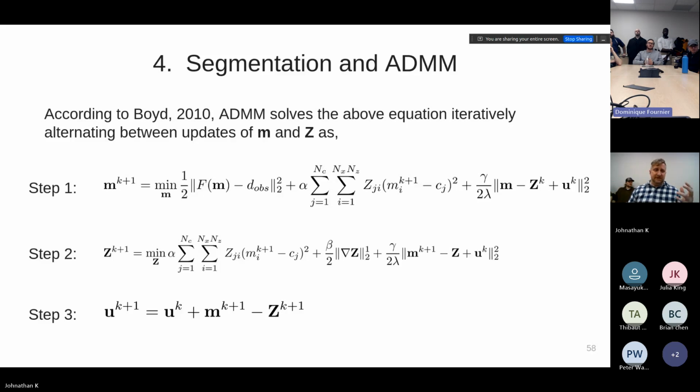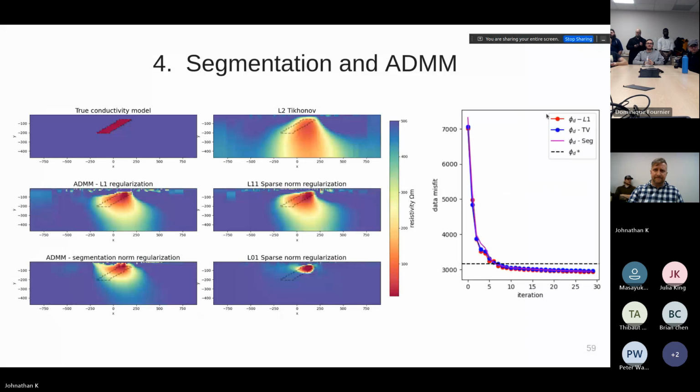But the cool thing is that step two, with some mathematical gymnastics, we can actually represent as a proximal operator, and that is effectively almost just like executing an analytical function. So you don't have to do a whole bunch of solving. So all the work is done in step one, and then step two is just the segmentation itself, and then step three is just the running errors between the two spaces. So this is just out of the box.